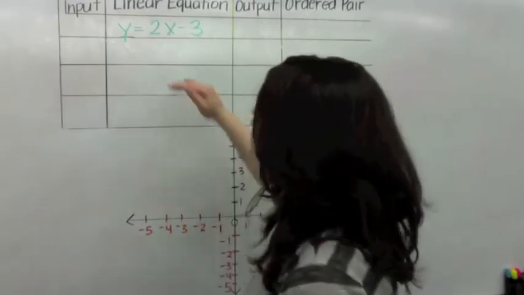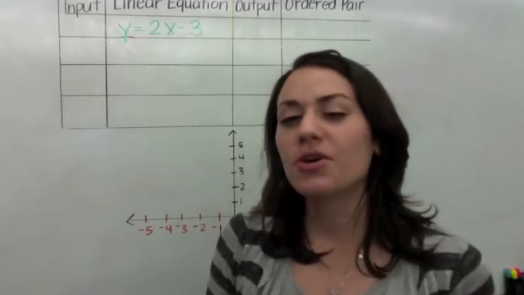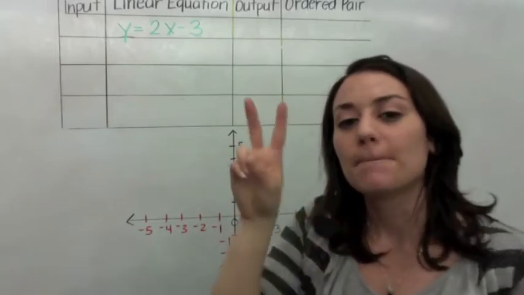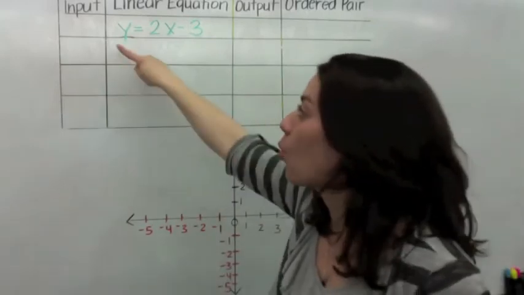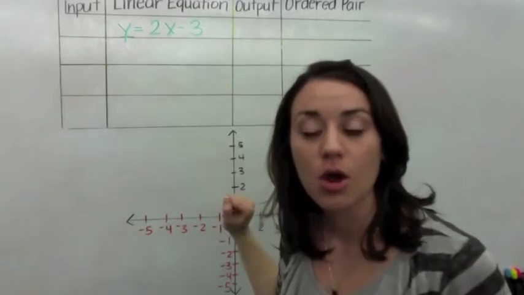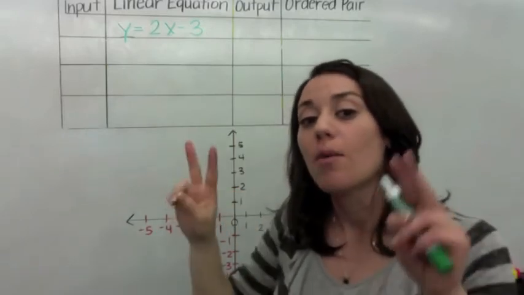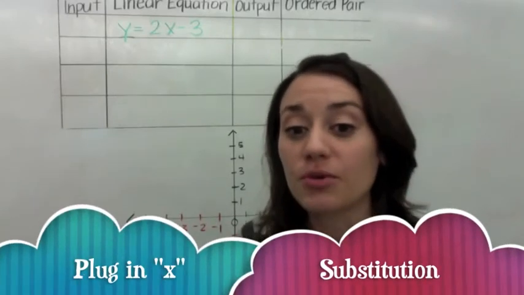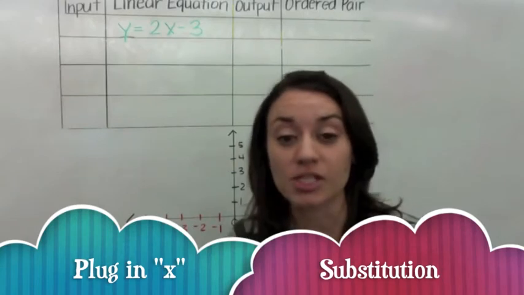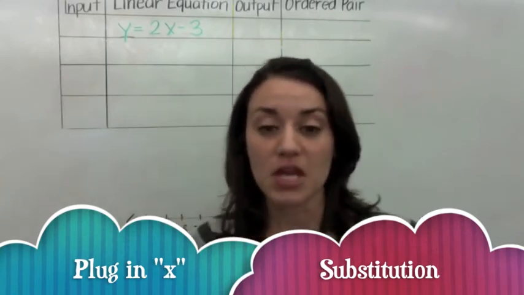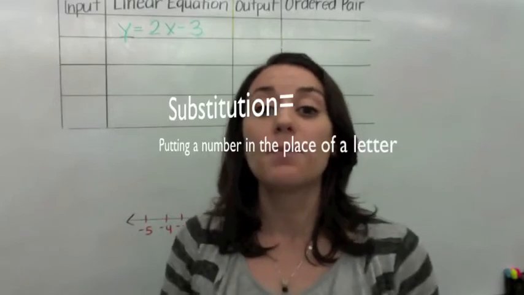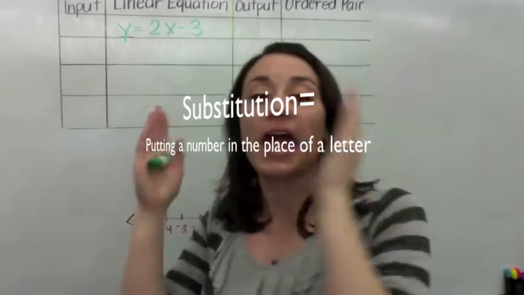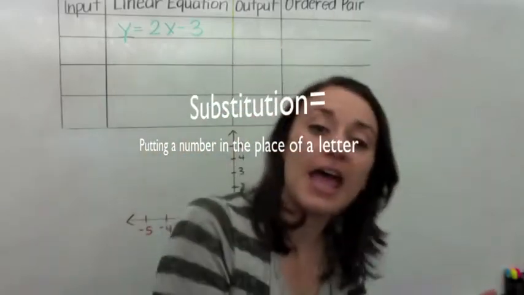Now, what you can do is take any integer you want and plug it into this equation. What did I say? You can plug it in. When you plug it in, all you have to do is use substitution. Substitution and plugging in is the same thing. To substitute means you're going to put a number in the place of a letter. Say with me, a number in the place of a letter.